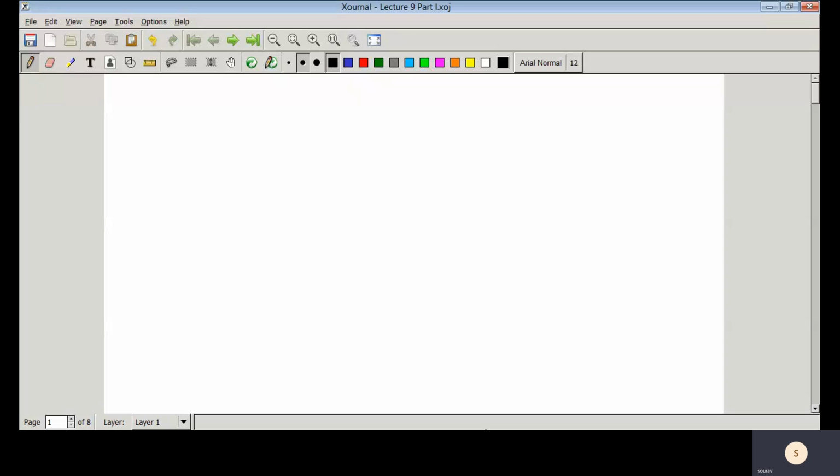Last class we discussed block diagram representation. So today first we solve two problems and then we'll start a new modeling technique that is called signal flow graph.